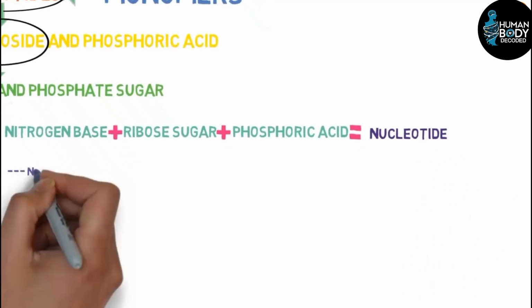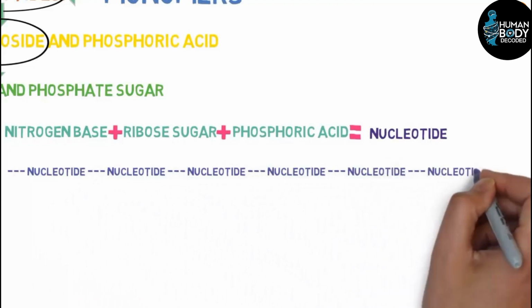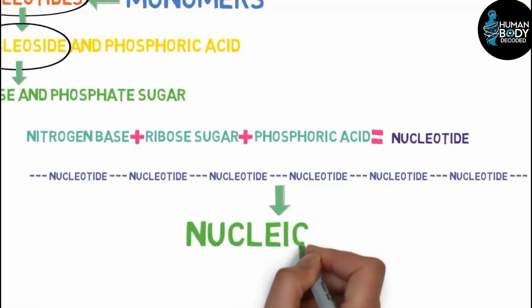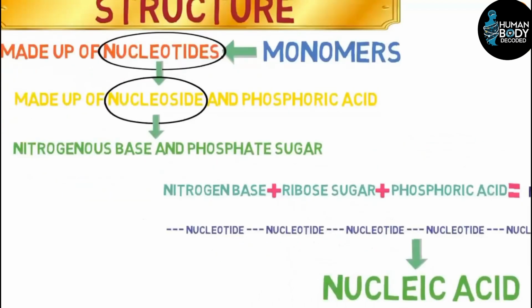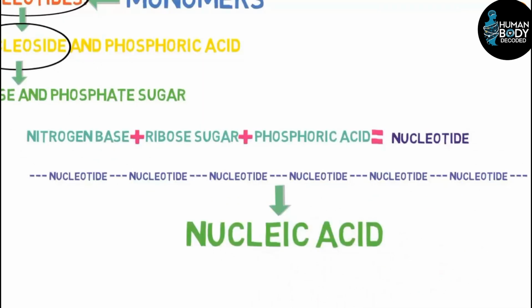To explain it shortly, a chain of nucleotides forms, meaning nucleotide, nucleotide, nucleotide, nucleotide, nucleotide, all combine to form nucleic acid. This is how the structure of nucleic acids forms. I just explained that nucleotides combine to form nucleic acids. This means nitrogen bases and sugar combine to form nucleosides. Nucleosides combine to form nucleotides, and nucleotides combine to form nucleic acids.